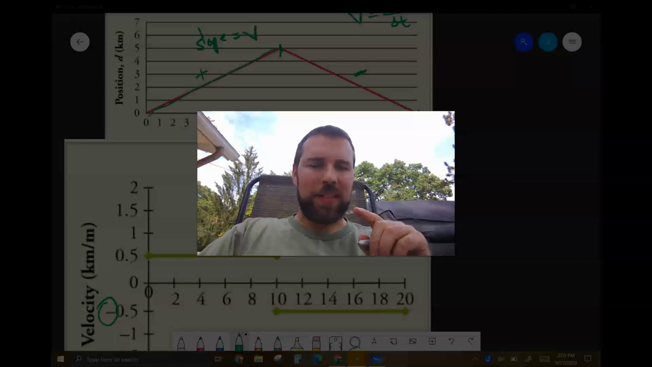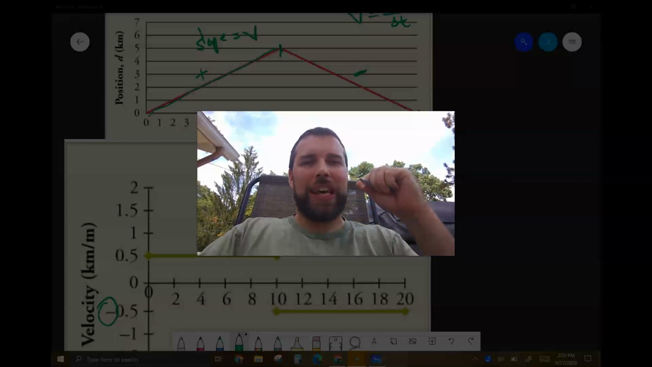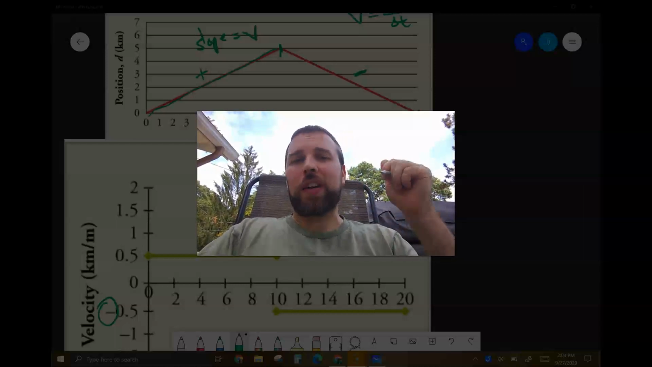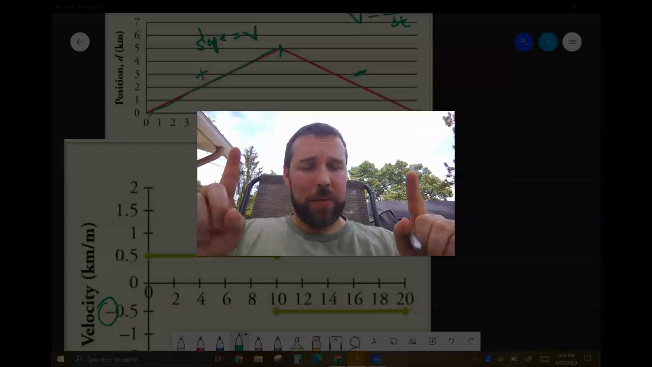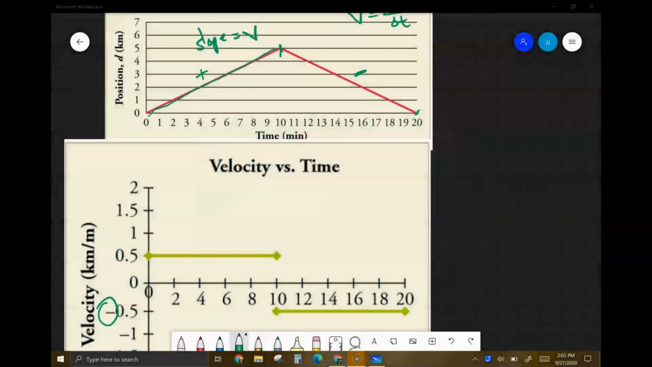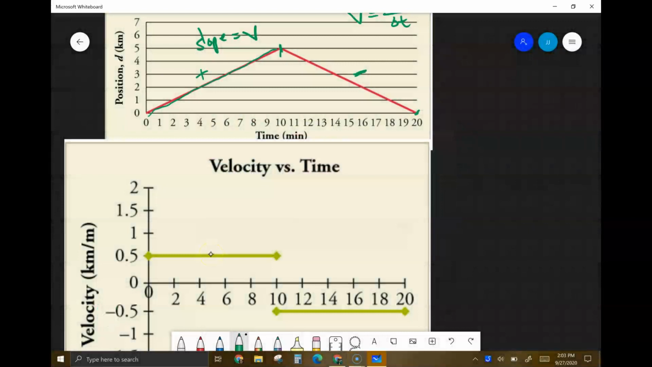One last thing for velocity time graphs. We can actually get displacement directly from a velocity time graph if we're clever about it and we use a little geometry to our benefit. So let's take a look at the graph we looked at last time, this velocity time graph here.